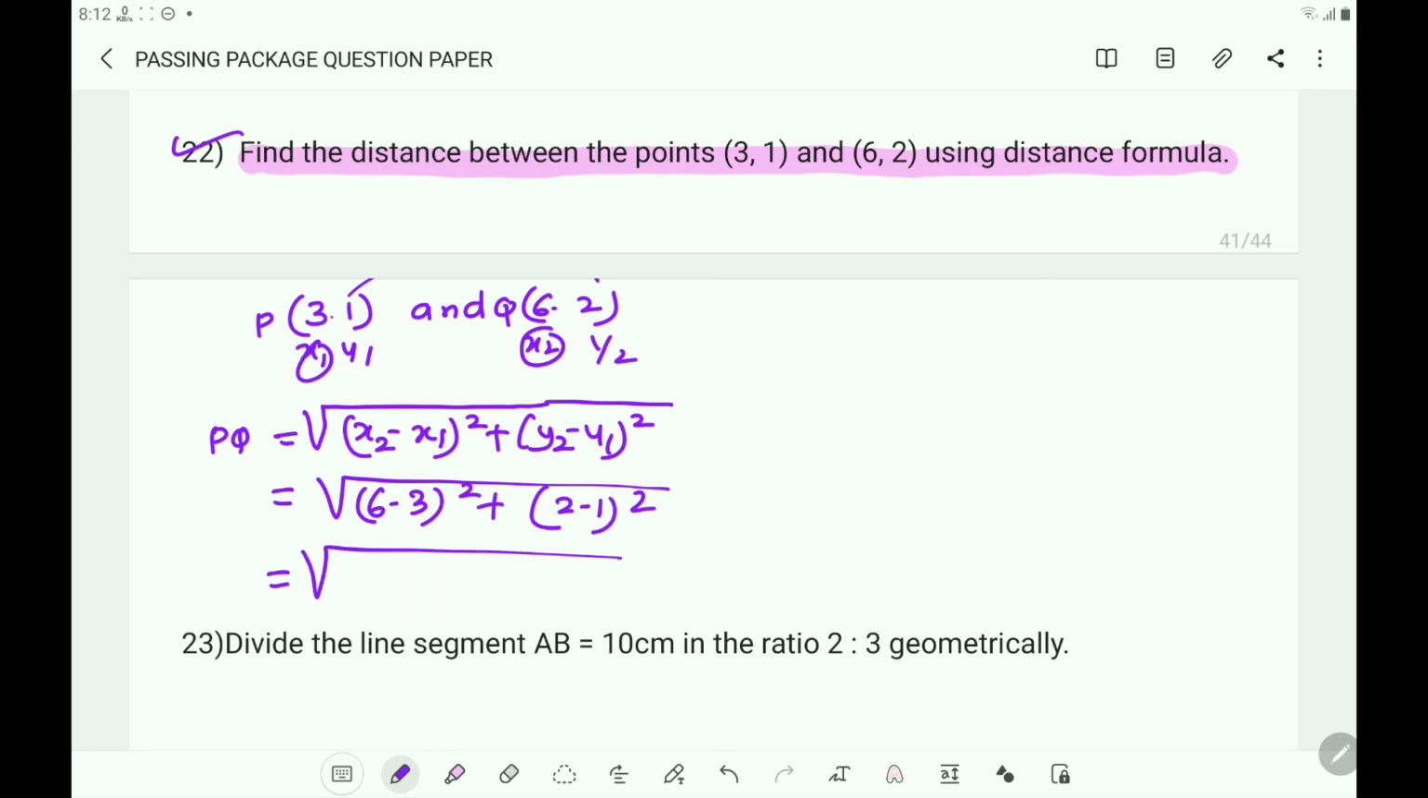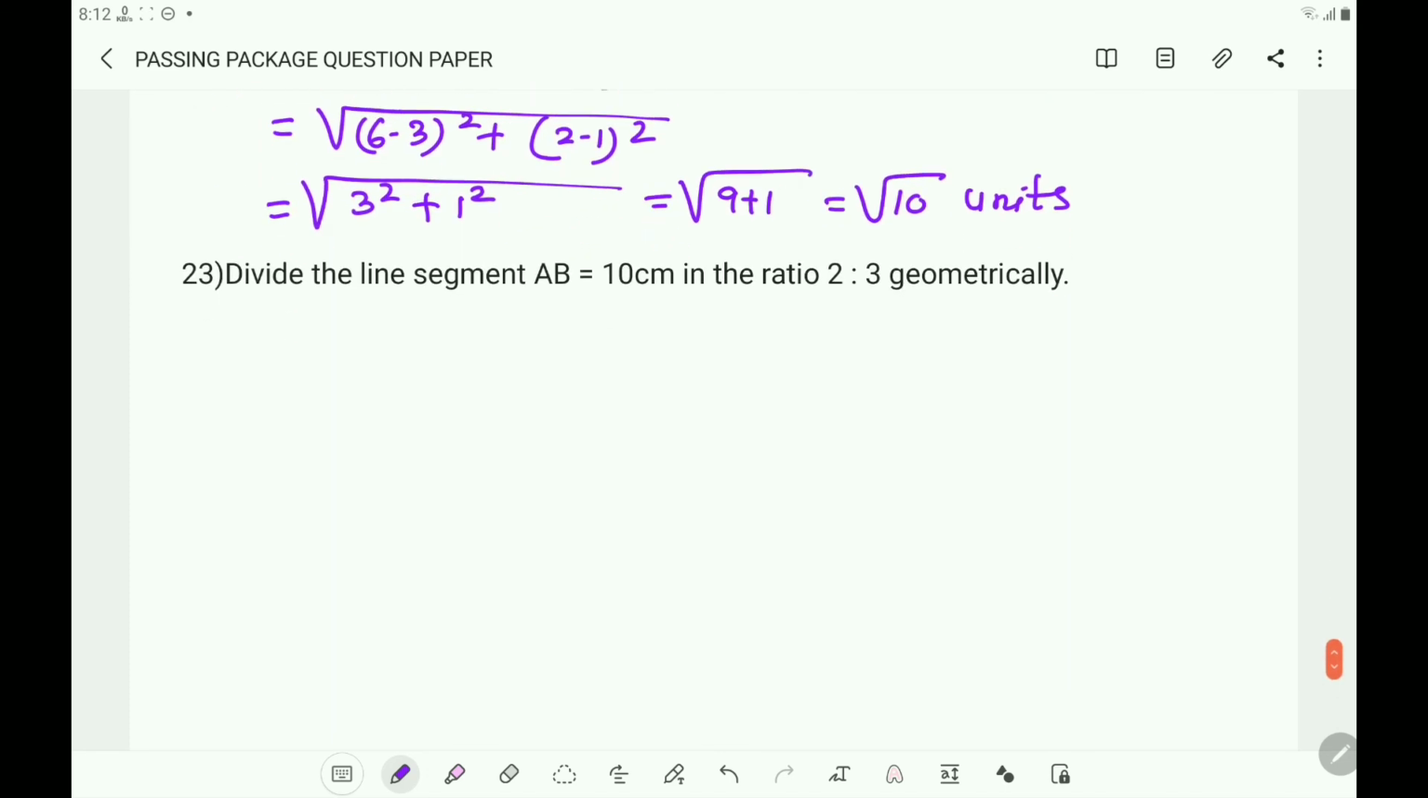Square root of 6 minus 3 is 3 square, plus 2 minus 1 is 1 square. Then you will get 3 square is 9. 9 plus 1, which is equal to square root of 10. Square root of 10 units.